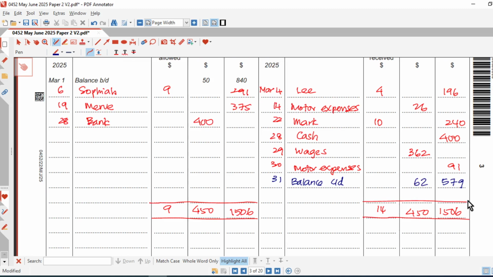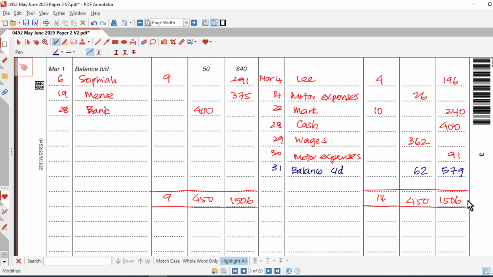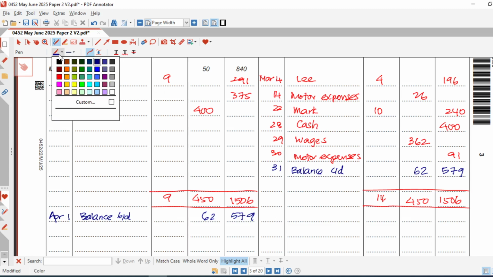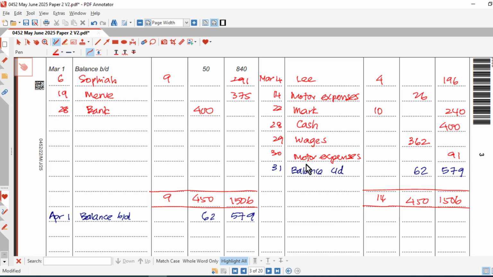Now don't close it so soon. Don't flip to the next question. You have one more thing to do, which is to get the balance brought down. Remember, you always have to transfer your balance carried down, right? Otherwise, your examiner, your marker is gonna deduct a mark from you. So remember always to finish up with the balance brought down.